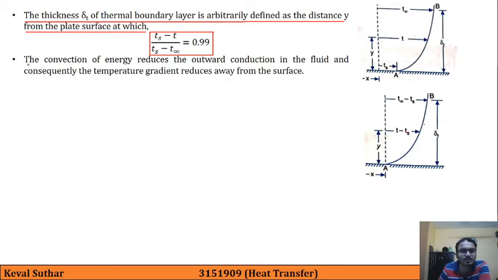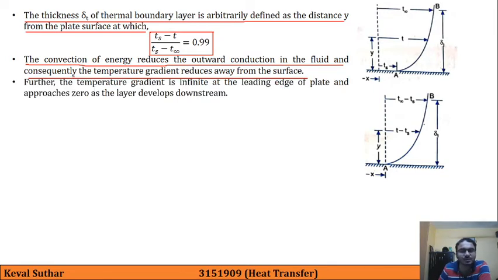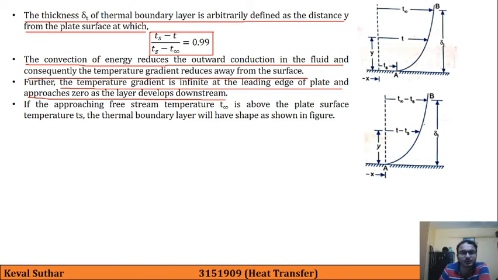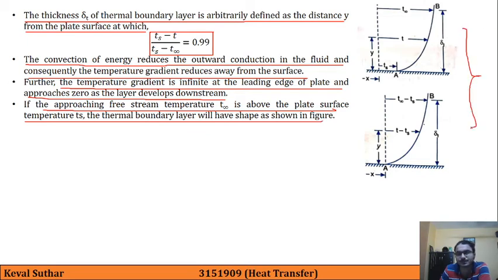The convection of energy reduces the outward conduction in the fluid, and consequently the temperature gradient reduces away from the surface. Further, the temperature gradient is infinite at the leading edge of the plate and approaches zero as the layer develops downstream. If the approaching free stream temperature T infinity is above the plate surface temperature Ts, the boundary layer will be shown with the shape as we have already discussed in these two figures.